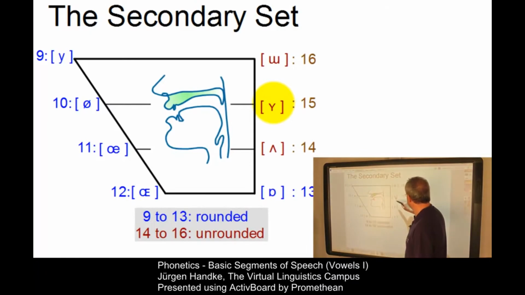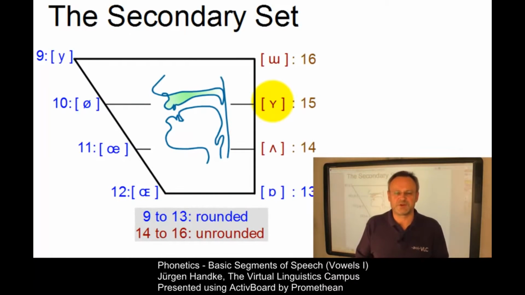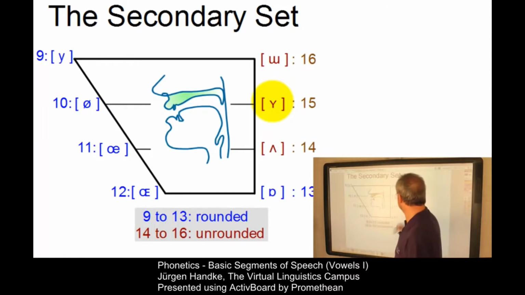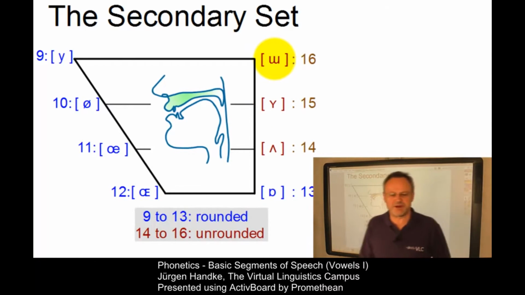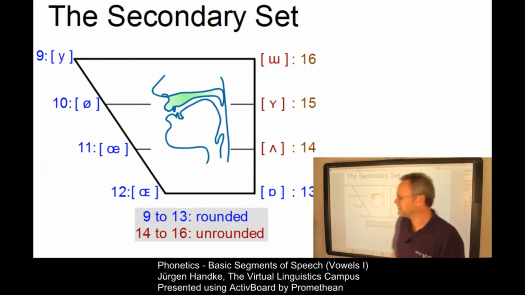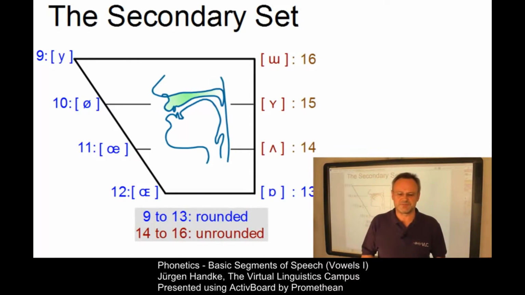Cardinal number 15. Again, first of all with rounded lips, cardinal number 7. And finally, we have to produce cardinal vowel number 16. First of all, cardinal 8 with rounded lips, U, and then I will unround my lips. U. And here we are with the primary and secondary set of cardinal vowels.